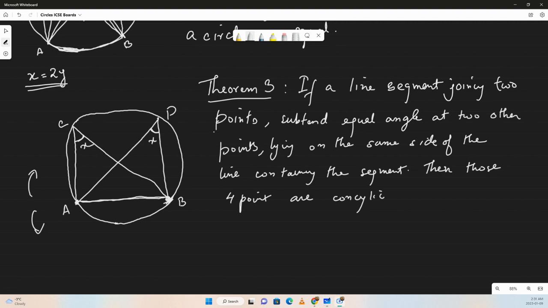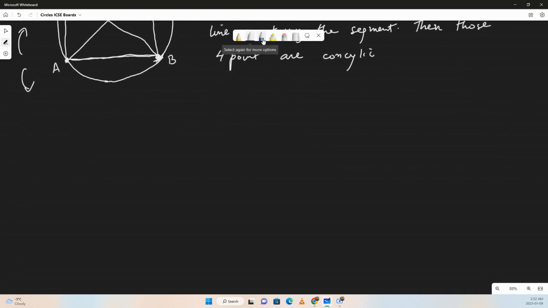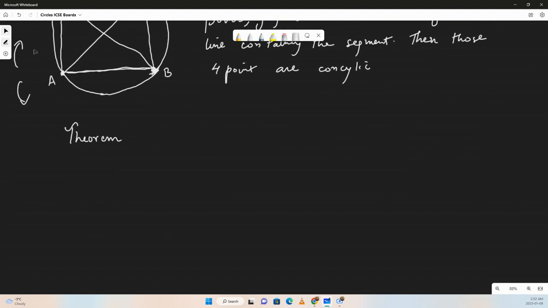Okay, so let's move on to our next theorem. Our next theorem is also an application of our previous theorem. Let's write it down and then I'll explain how it's an application. That is going to be theorem 4. Our theorem 4 says that the angle in a semicircle is a right angle.